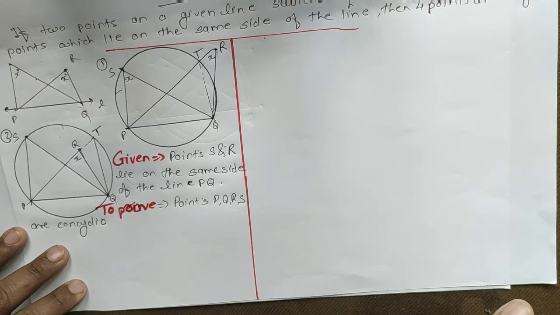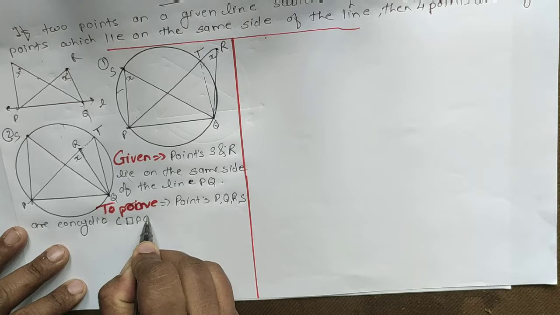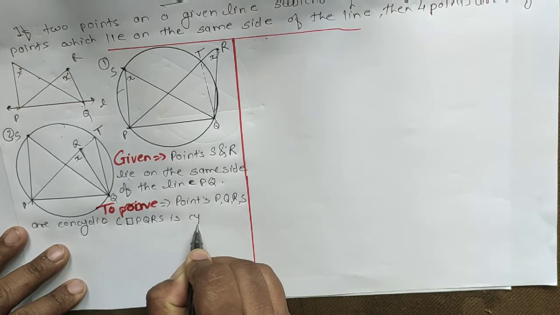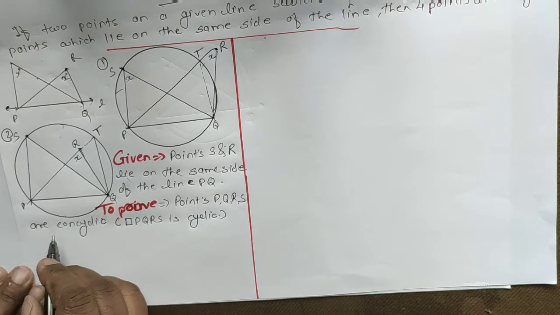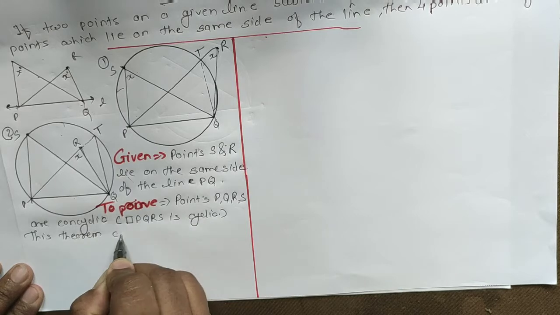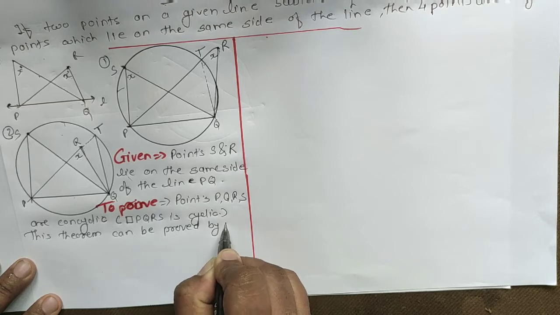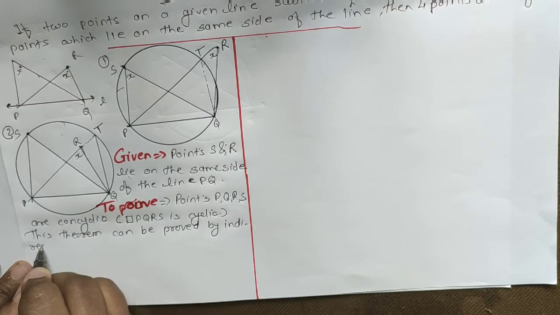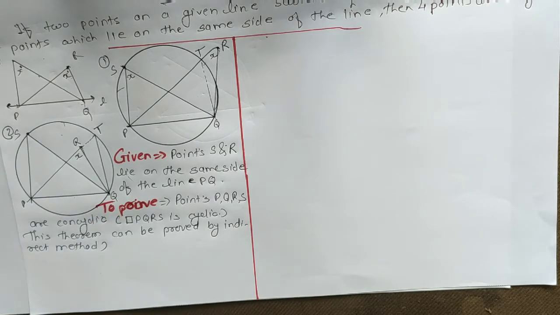Okay, so this theorem can be proved by the indirect method. Here write: quadrilateral PQRS is cyclic or concyclic. So we have to prove this is cyclic. This theorem can be proved by the indirect method. Okay, so this is the indirect method that we already know. Now we will see the proof of this.